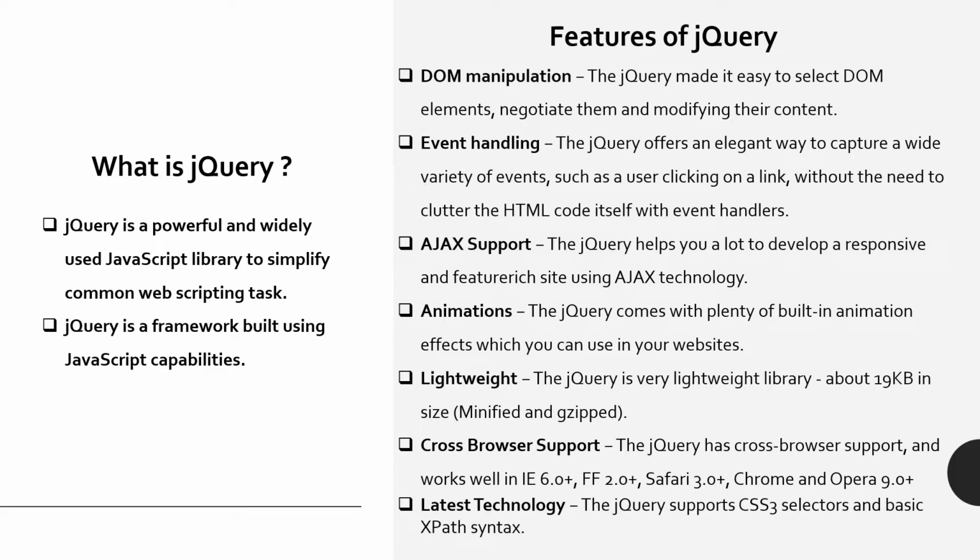When we come to the features of jQuery, it helps to manipulate the document object model. It helps to handle events like mouse click events and link click events. It also supports Ajax. Ajax is the latest technology called Asynchronous JavaScript and XML. It helps to update things without reloading the pages.